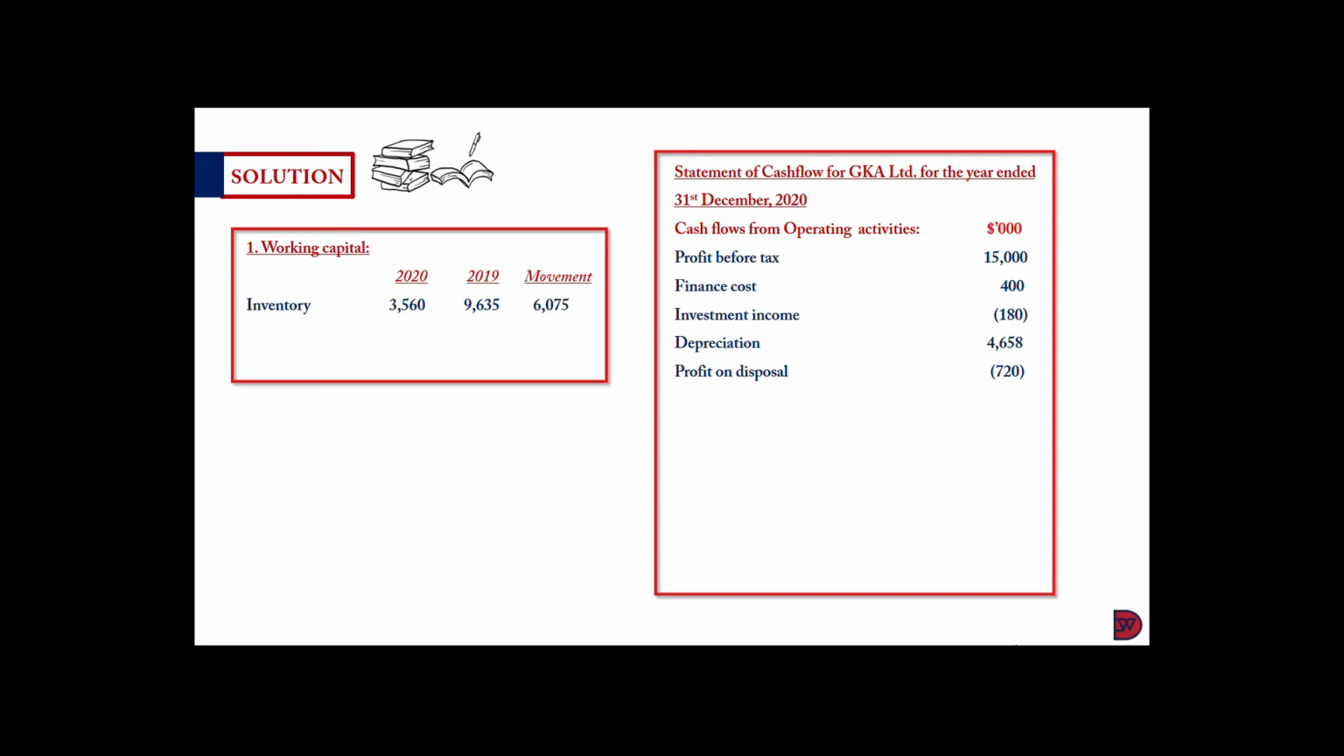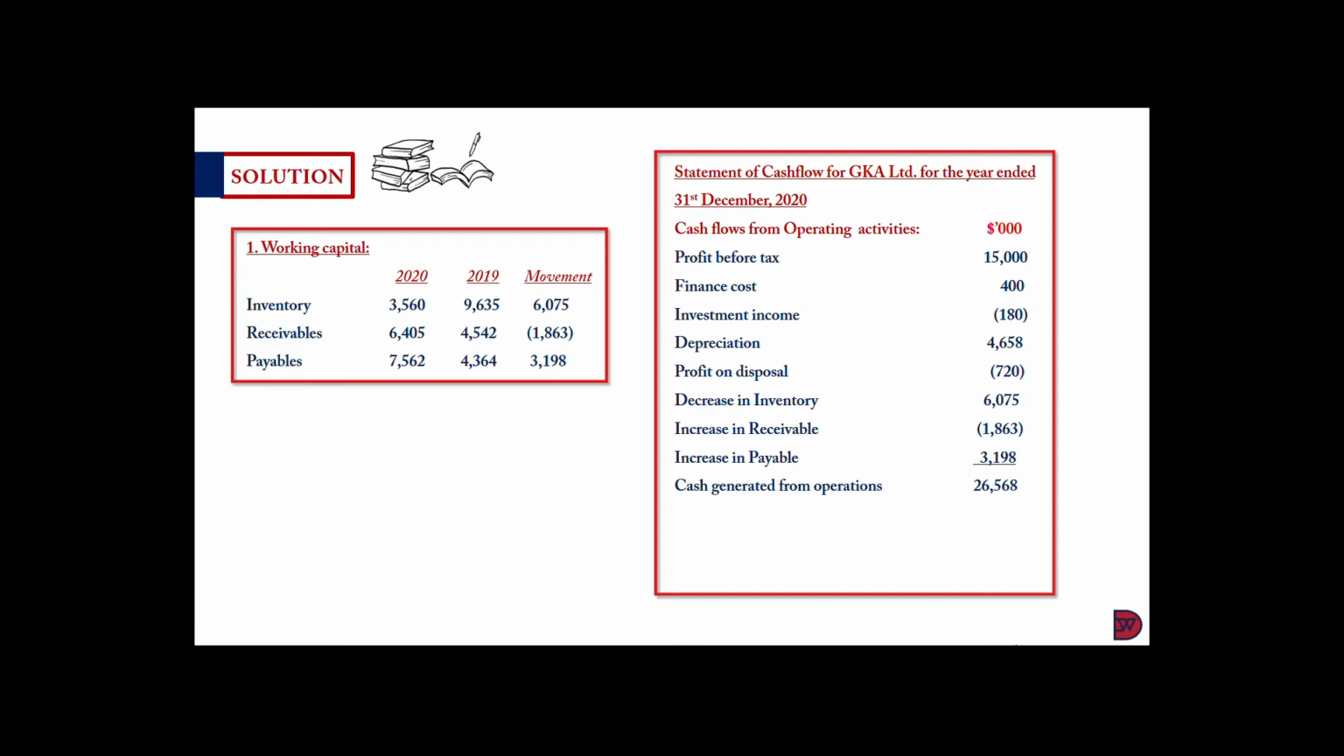We come to the working capital section. If you look at the workings to the left, you see that the inventory figure for 2019 is more than the 2020. There has been a decrease, so you add it. For receivables, there was an increase, so you less it. Payables, there is an increase. So you arrive at a cash generated from operations figure of 26,568.